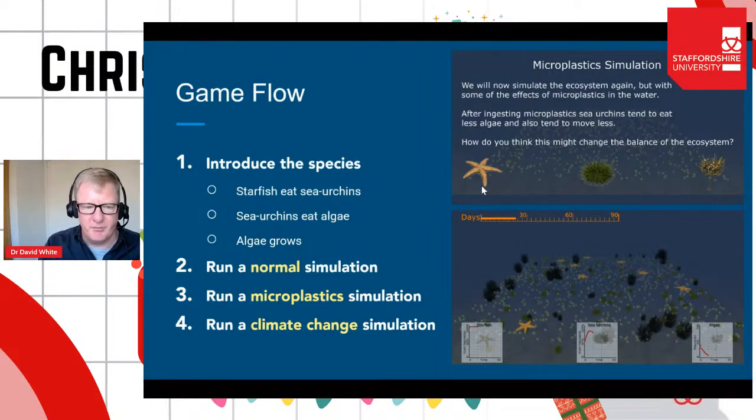So, for example, with climate change, the sea urchins, everything's fine to begin with. Everything's moving well, everything's eating well. But the sea urchins are doing really well, and they eat all the algae. And then there's much lower levels of algae, and as I said earlier, they tend to starve and die if they don't have enough food, and that affects the starfish as well.